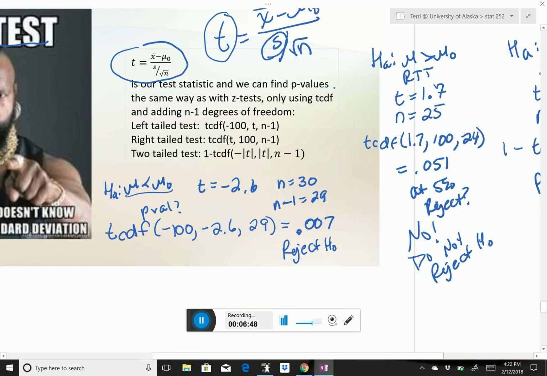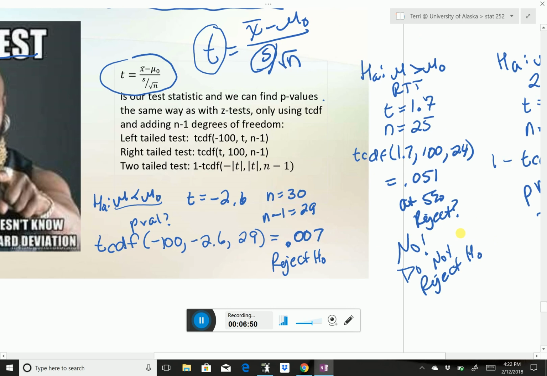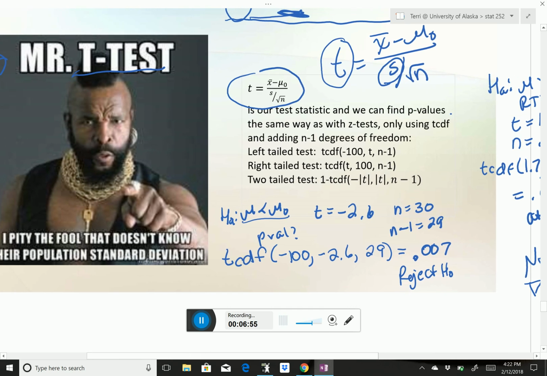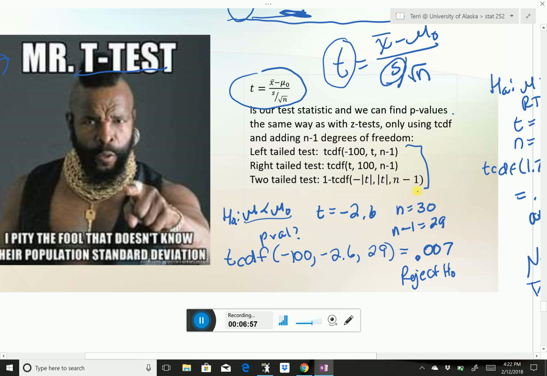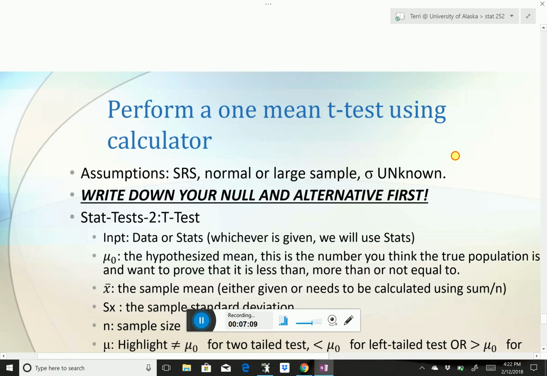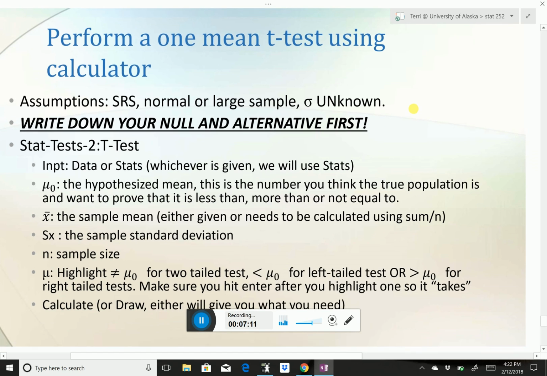Okay, so that is how we find the p-value of a t-test if we know this information and we have the test statistic. So again, you can always find your test statistic by hand and do it this way. However, we can also use our calculator. So how do we perform a one mean t-test using our calculator?